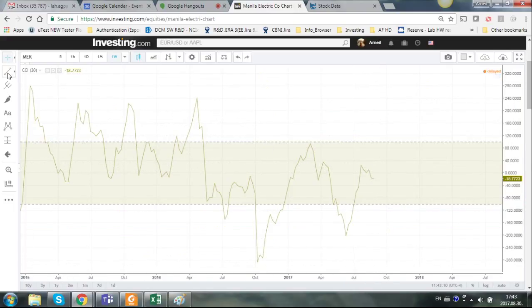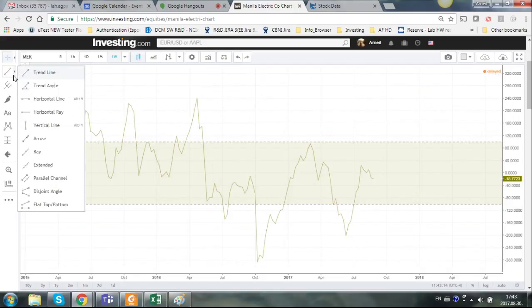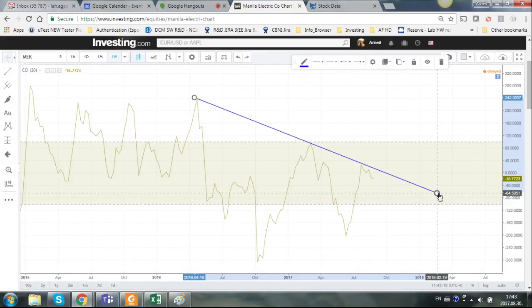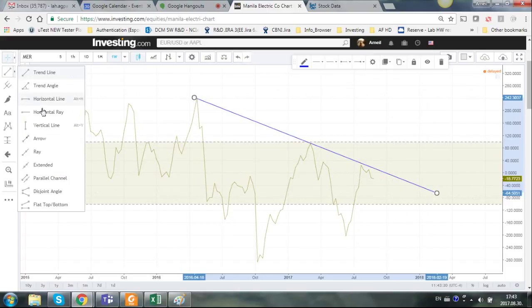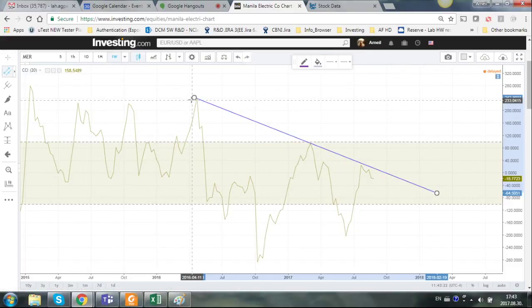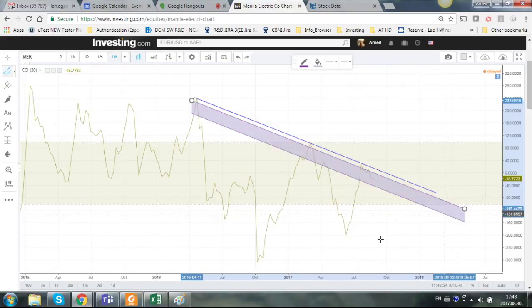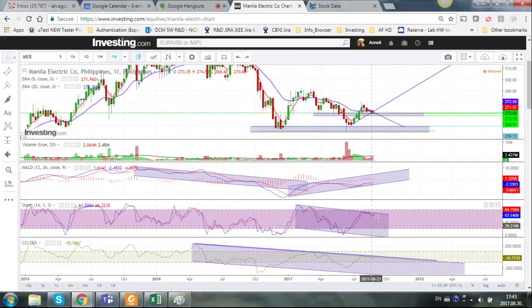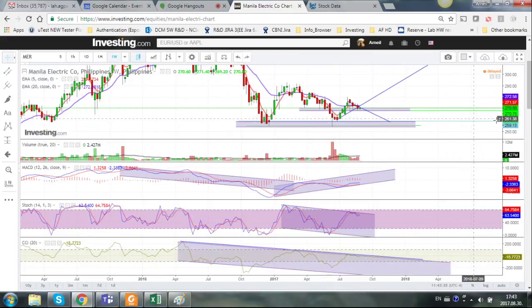So at mag-drawing tayo ulit ng trend line. Pababa yung trend line. It's indicating that it is going down. Or channel, same. Going down. It's going down. So I will wait till I can see some reasonable sell signal to buy. Ano pa? So that's it, di ba?